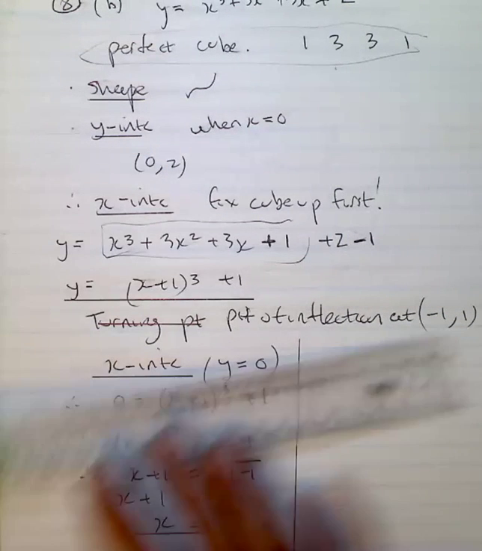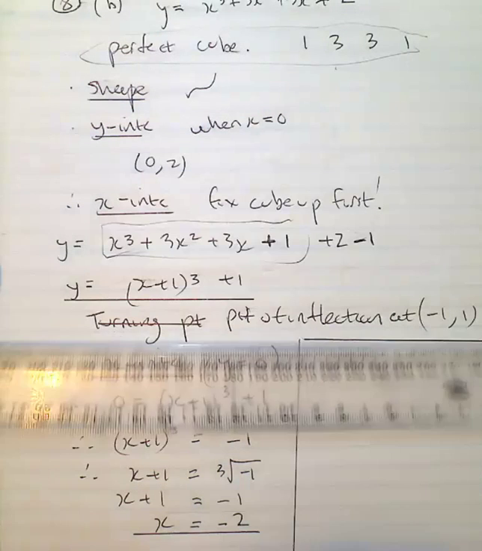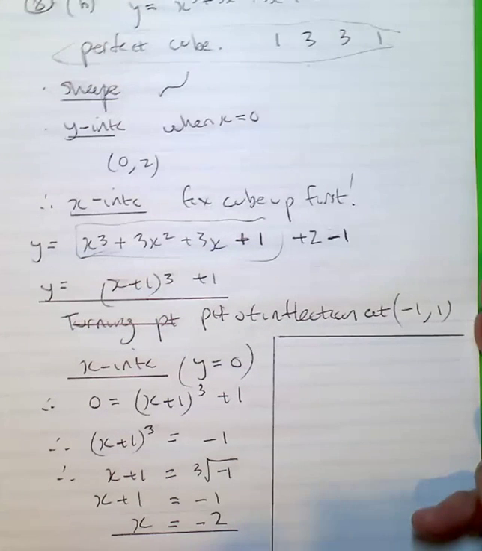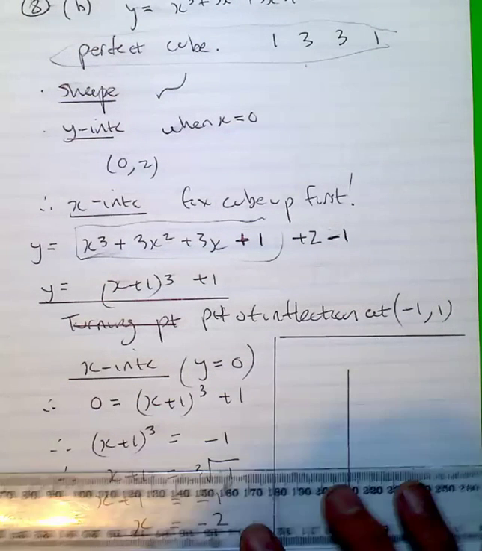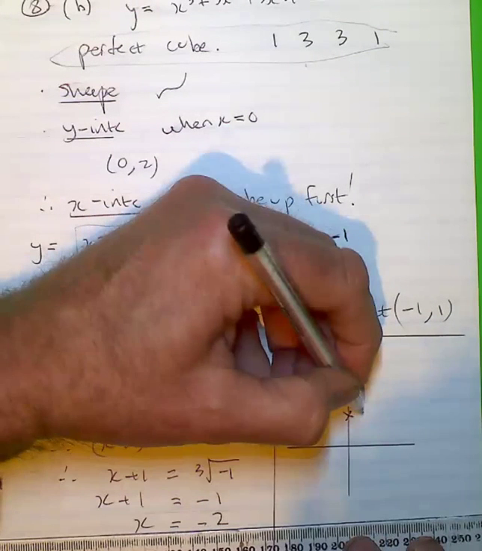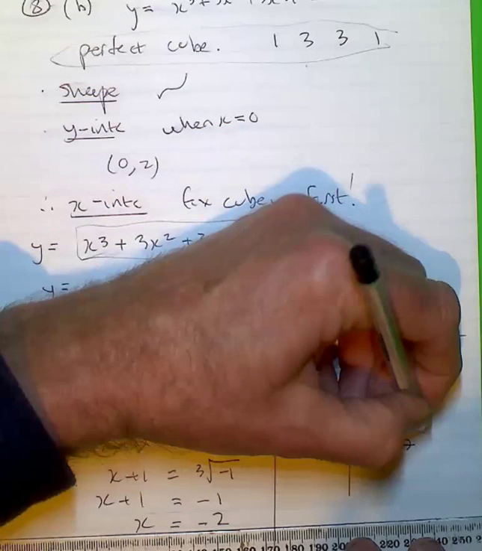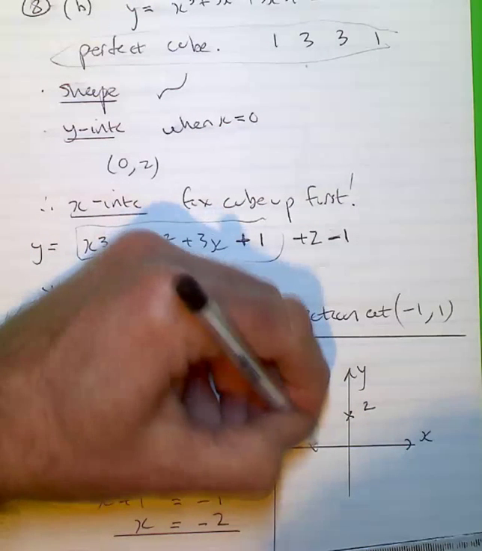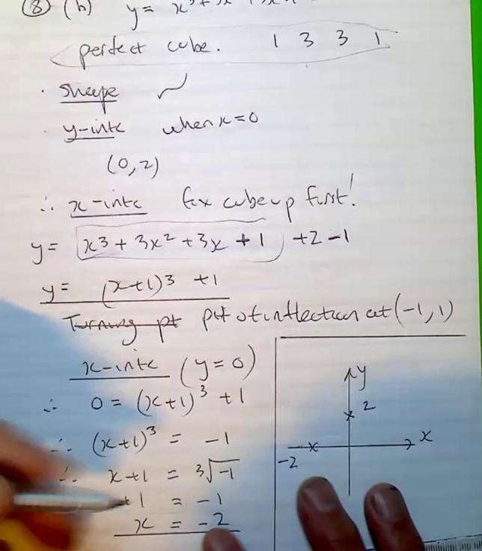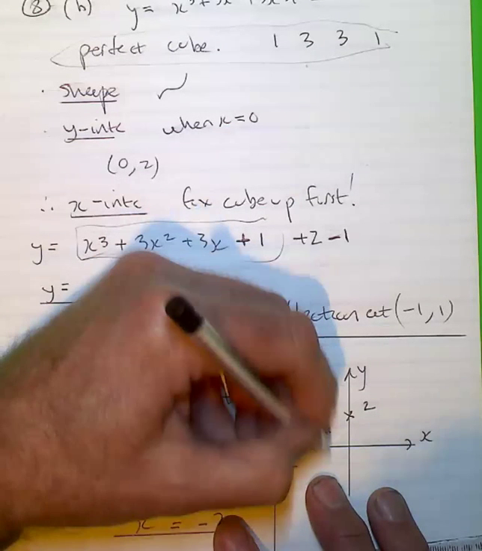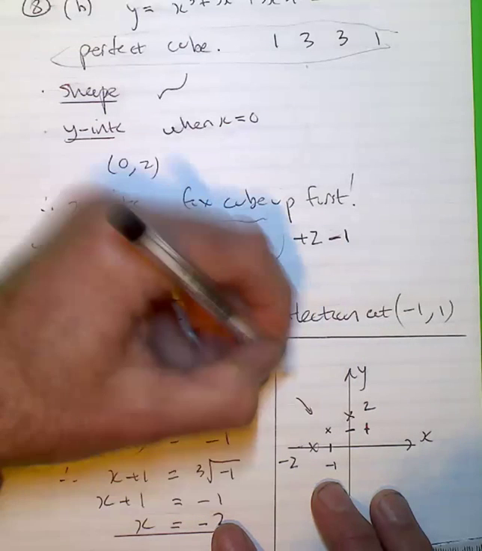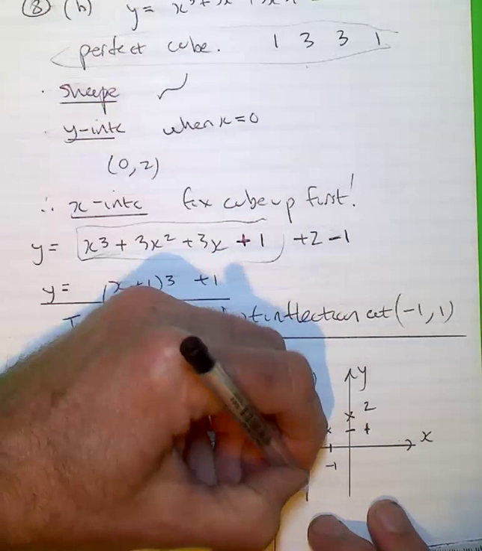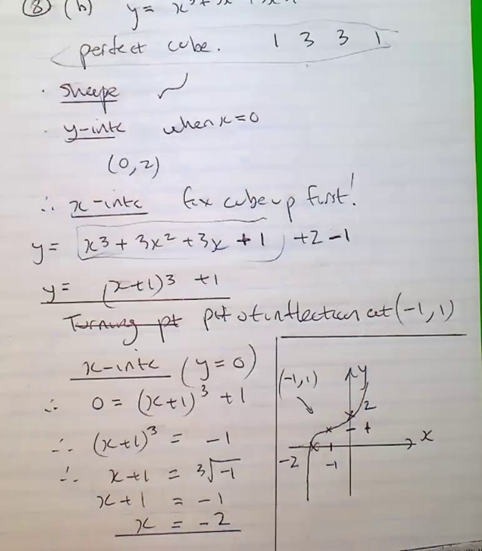Now, a little nasty, but quite doable. Don't expect any of these in your tests. I think the book likes to stretch us from time to time. So sketching that up, I've got to have (0, 2) on the y-axis. I've got a negative 2 here, and I'll have a point of inflection at (-1, 1). So going through with that, hooking up here and up again, gives me the graph. Worth our while trying out though.